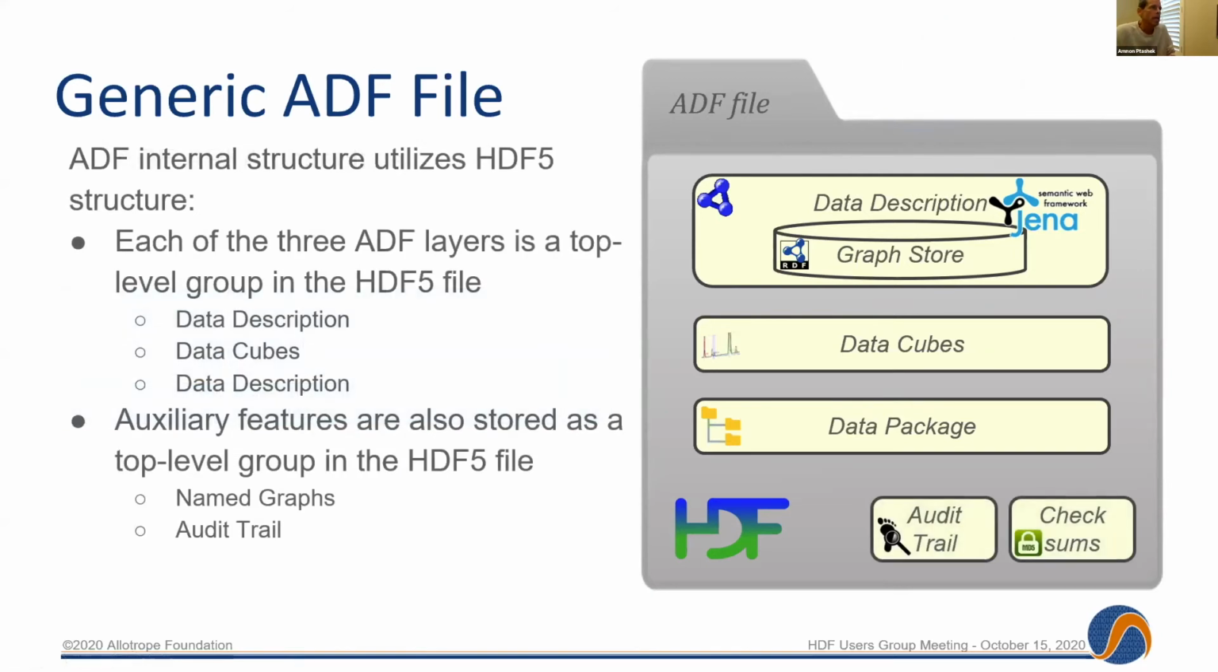So the ADF internal structure utilizes the HDF5 structure. Each of the three layers, the data description, data cube, and data package, and the auxiliary features are layered as a top level group in the HDF5 file format.